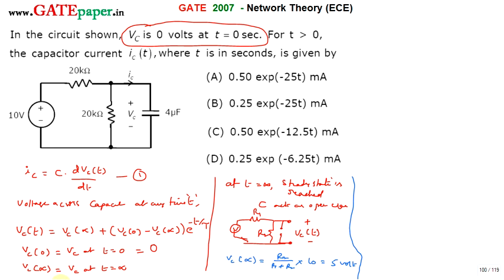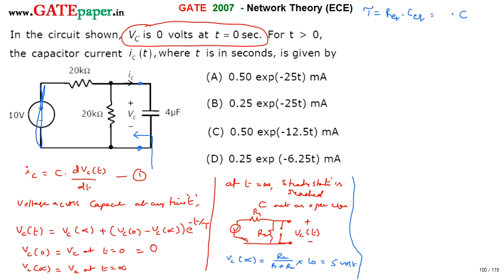Vc at 0 is 0 volts, and tau is equal to R equivalent into C. Strictly speaking it is R equivalent into C equivalent across the terminals of interest. Since you have only one capacitor, you can write it directly as C. And the equivalent resistance can be found between these two terminals of interest. Equivalent resistance is calculated by nullifying the independent sources: an independent voltage source is shorted, and an independent current source is open circuited.